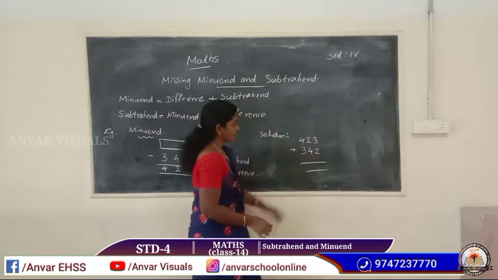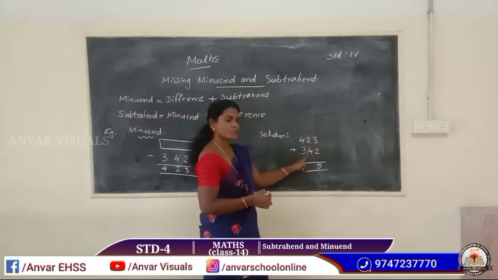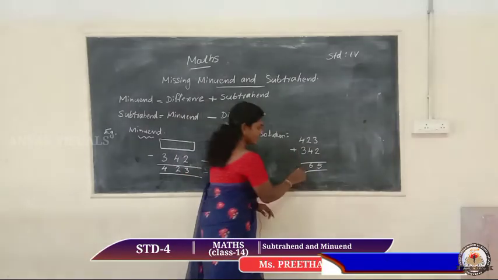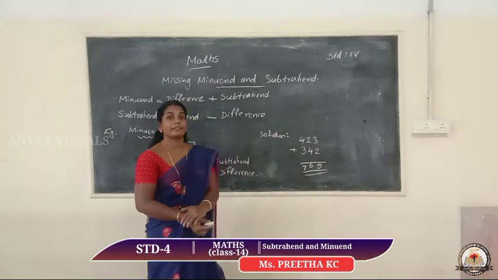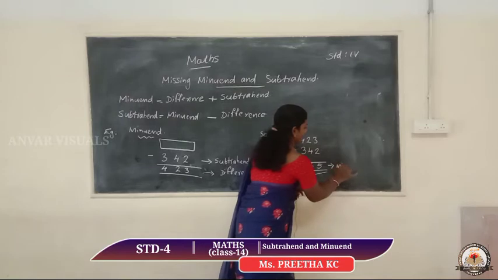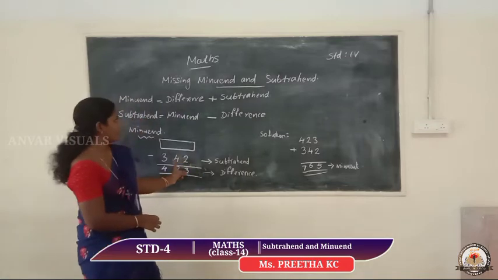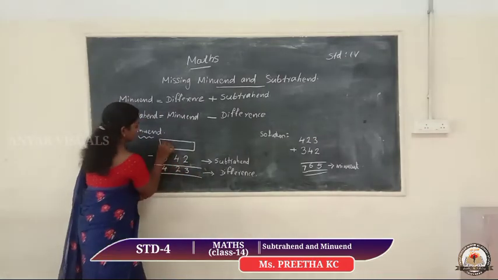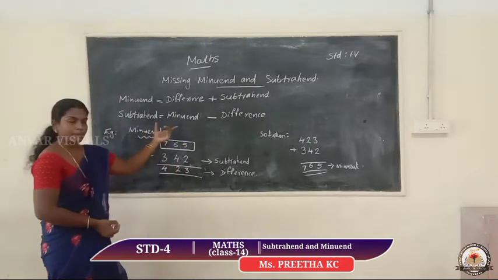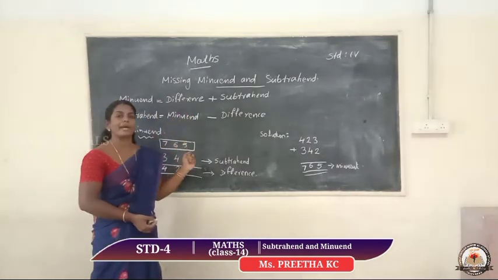First, we start at the ones place. 3 plus 2 is 5. 4 plus 2 is 6. Then the last one, 4 plus 3 is 7. We get the answer 765. That is the minuend for this. By this way, we can apply this equation to find the minuend.